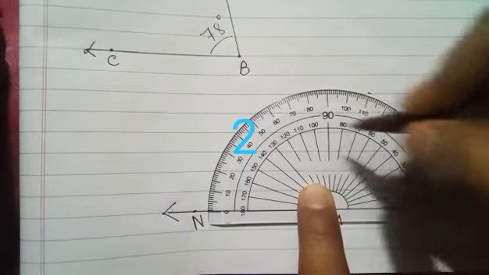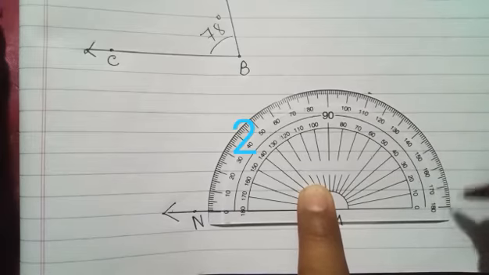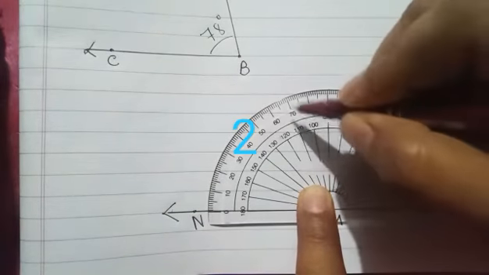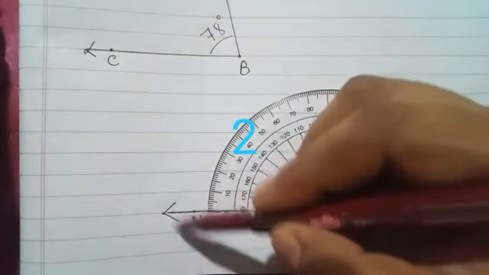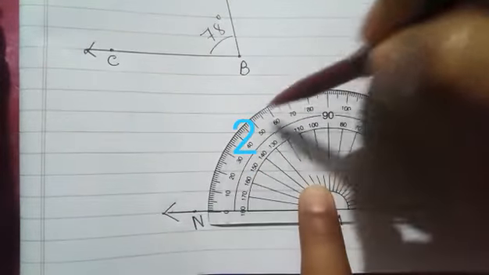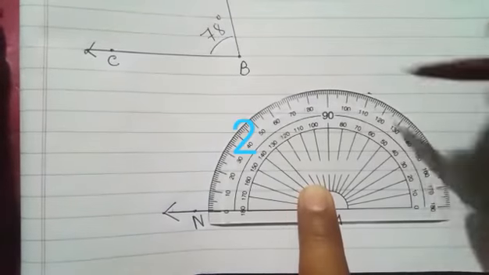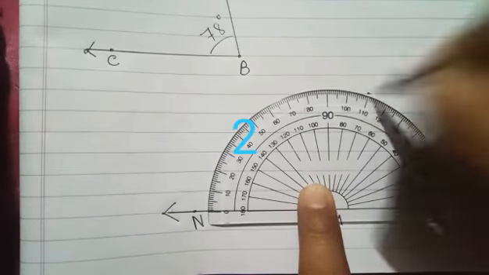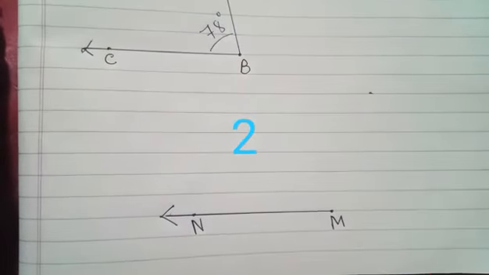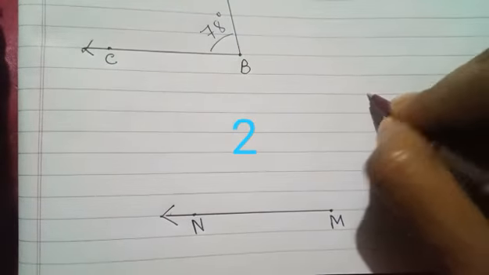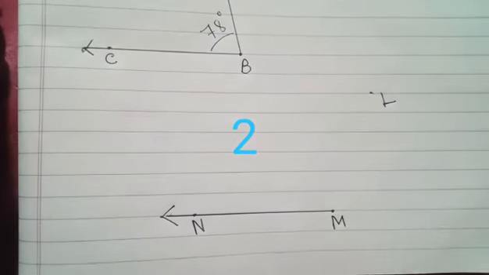Okay, in the lower scale we have to move in anti-clockwise direction. In that case you will get 110 degree here. Now arrow mark is this way towards left hand side direction, and we are considering the upper scale, so we are getting 110 degree here in this division of the protractor. Let us mark this point as L.